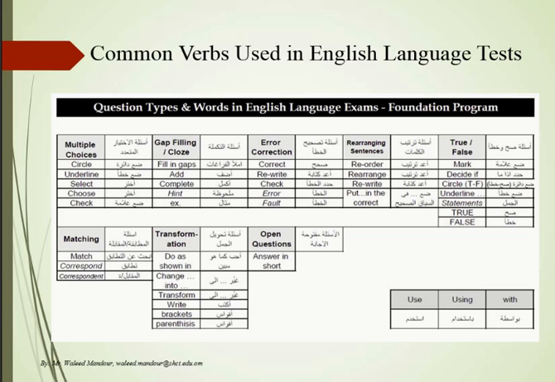So let's go for the first type that we have here. We have the multiple choices, and I guess that you can easily understand this. In multiple choices we have words like circle, underline, select, choose, check. If you see one of these words, what I mean is that I want you to answer according to this category, multiple choices. You select an answer from the different answers that we have.